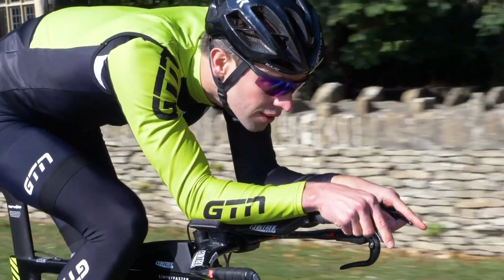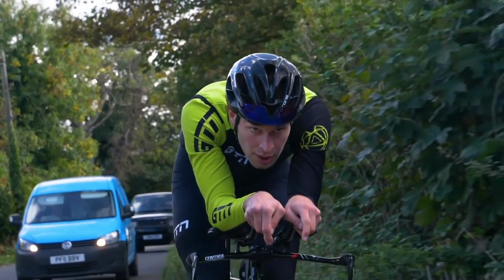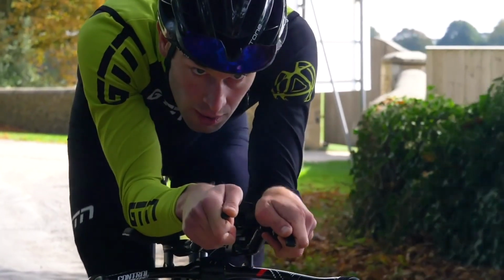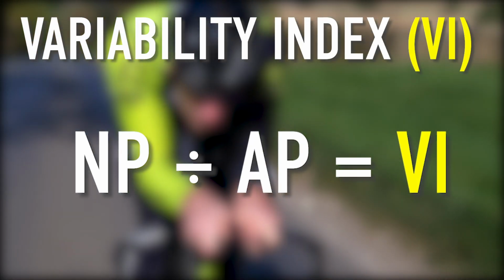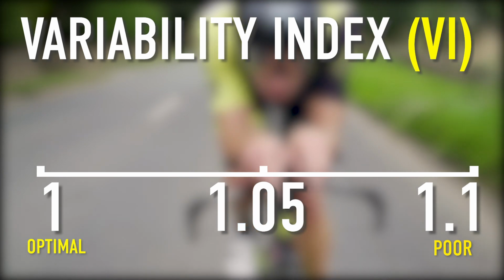Leading on from normalised power, this works out how smoothly you've ridden your bike. Variability index and all of these following numbers are useful for analysing your data post-effort. So this one is a simple calculation of normalised power divided by your average power. And a score of 1 is optimal, but unlikely.